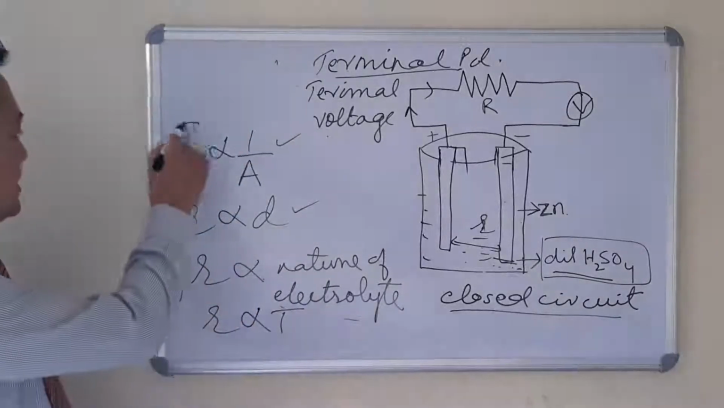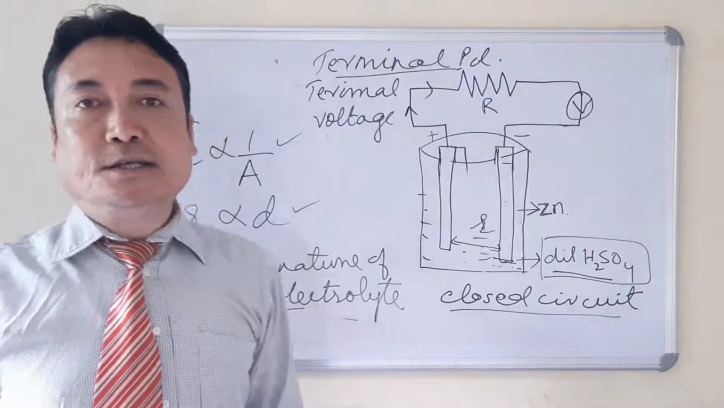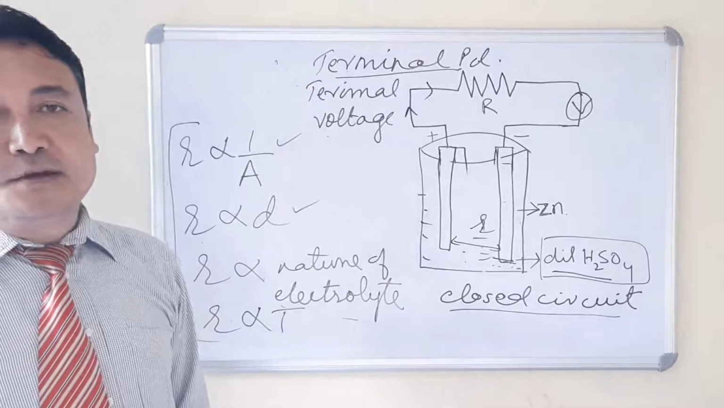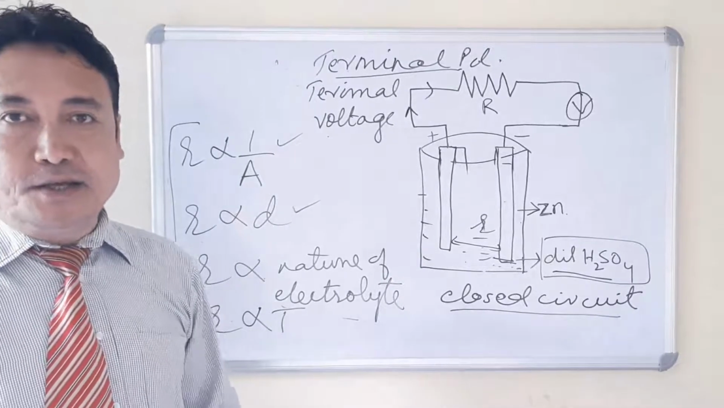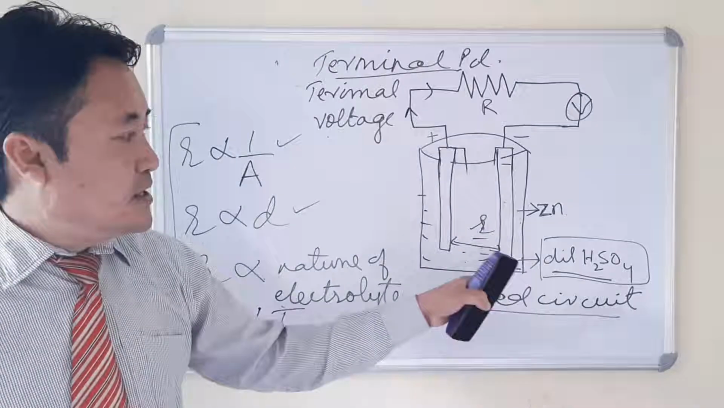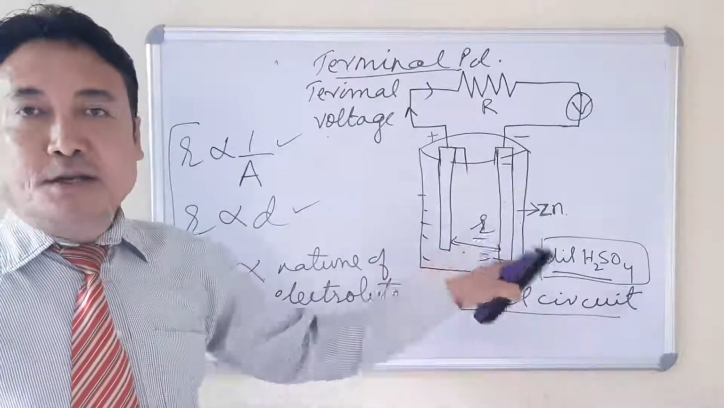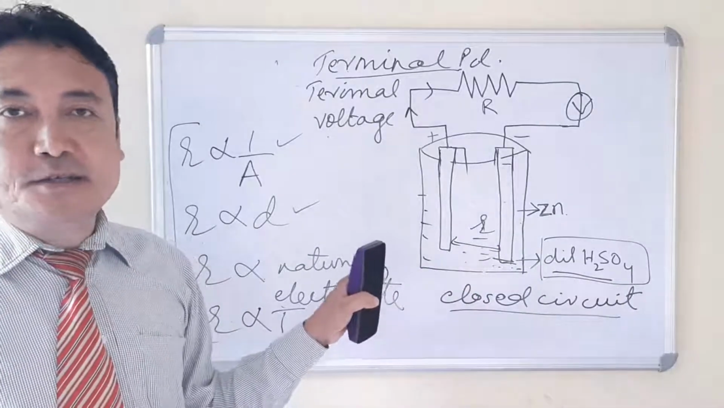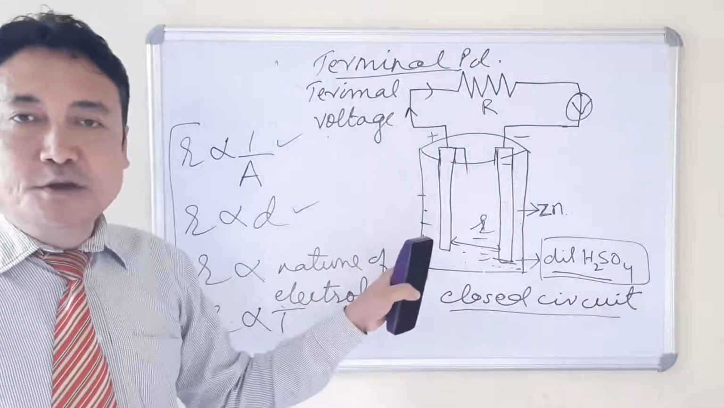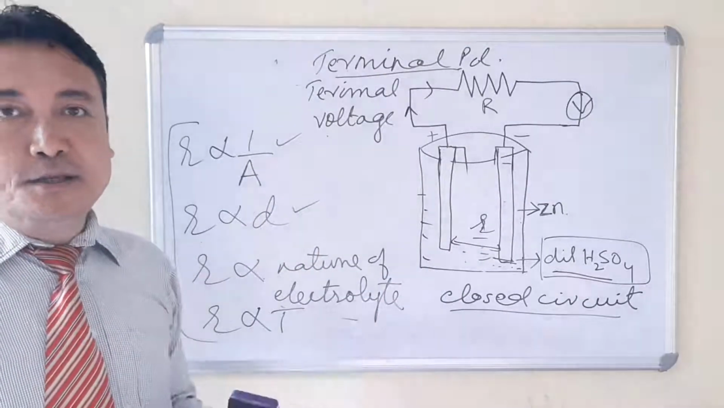So these are the four factors on which the internal resistance of the cell depends. And this internal resistance is provided within the cell, that is, by the electrolyte. And between the two electrodes, the terminal potential difference is maintained when there is no flow of current. So these are the terms related with the cell.